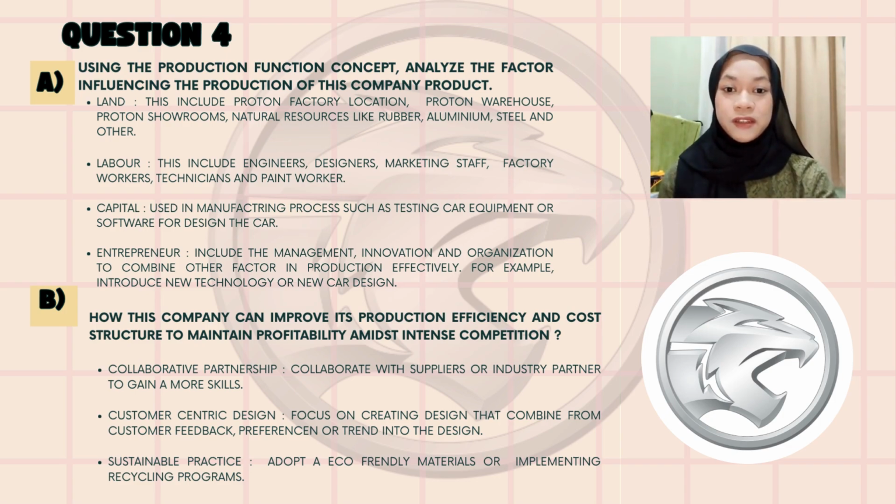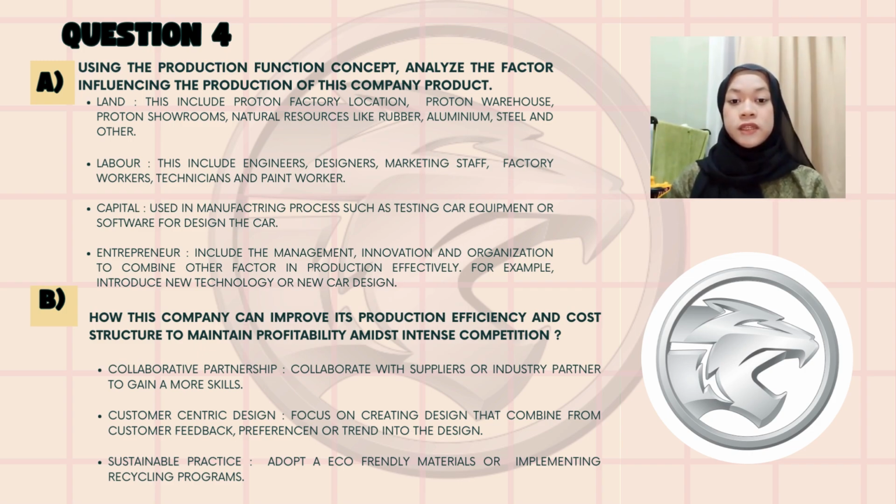The third is capital. Capital in the automobile industry includes machinery, robotics, and technology used in manufacturing. It includes testing equipment and also software for designing the car. Lastly is the entrepreneur. This includes management, organization, and also innovation to bring together the factors of production effectively. For example, introducing a new vehicle design or a new vehicle technology.